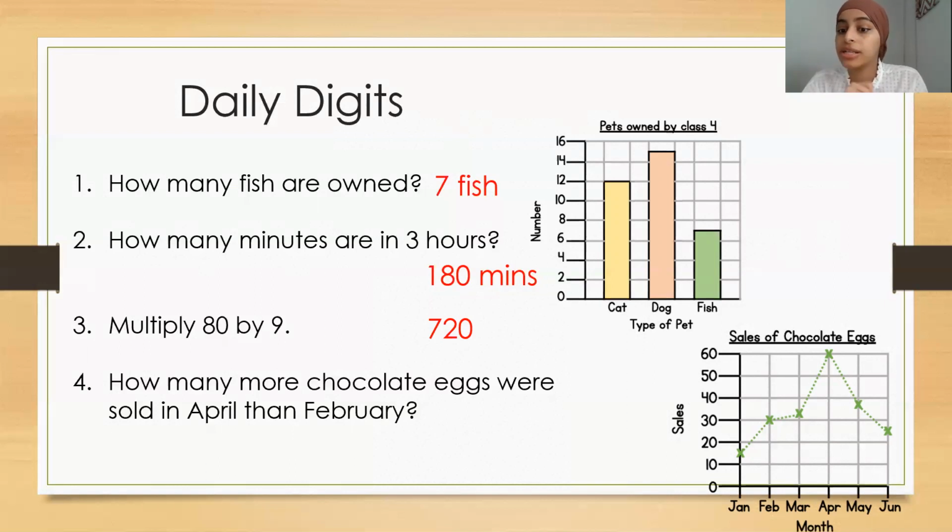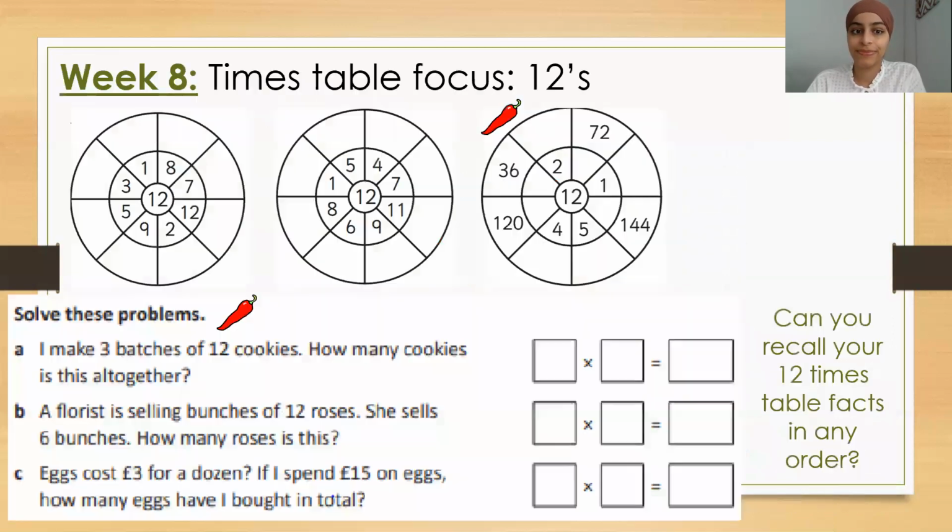In April, there were 60 eggs sold. And then do the same thing for February. Find February, go up to the x and follow that x to the y-axis. It says that in February, there were 30 chocolate eggs sold. So 60 subtract 30 makes 30 chocolates. If you got all 4 correct, fantastic.